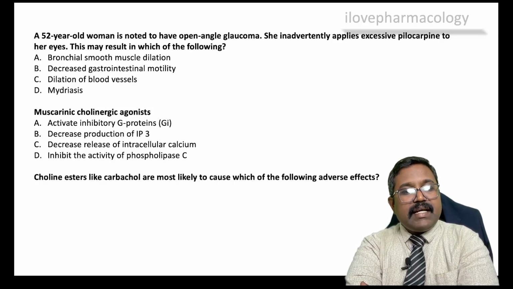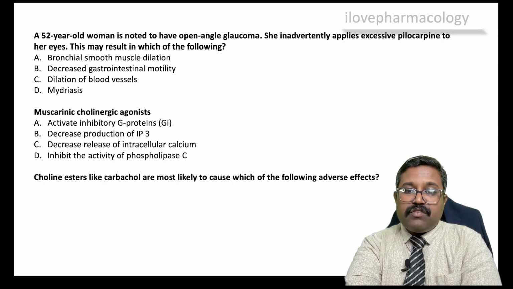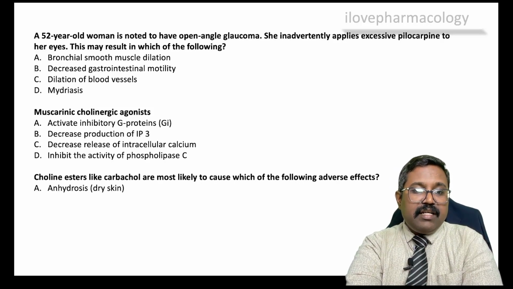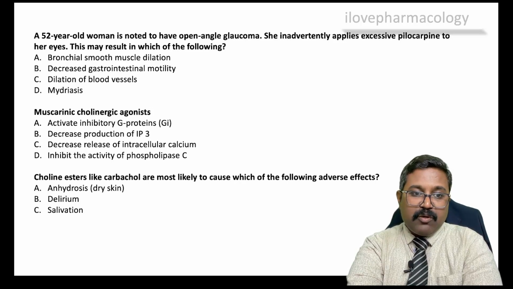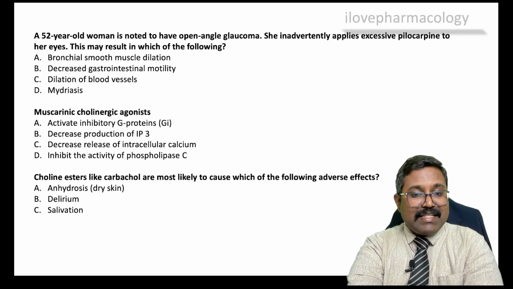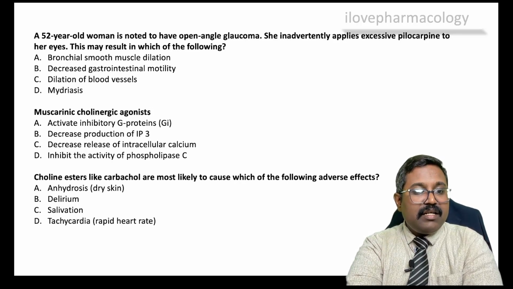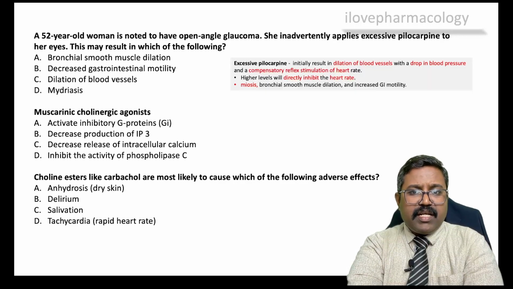So cholinomimetics like carbachol are most likely to cause which of the following adverse effects? Does it cause dry eyes? No, it increases secretions. Does it cause delirium? No. Does it cause salivation? Yes, it causes salivation because of increased exocrine gland stimulation by the M3 receptors. Does it cause tachycardia? No, it causes vasodilation and a decrease in blood pressure, as well as a depressant action on the heart. It causes bradycardia.